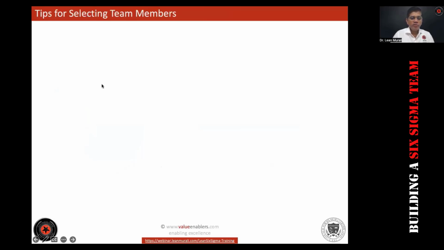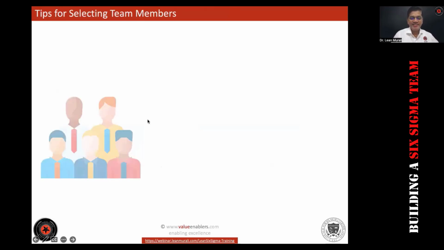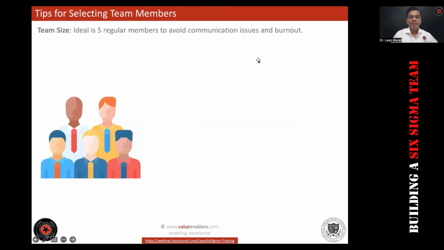Now I'll give you some tips for selecting the team members. All of you type TIPS in the chat box. We'll see some tips for selecting the team members. Ideally, 5 regular members to avoid communication issues and burnout. If you have fewer than 5, generally, 5 is an ideal team that I have seen.